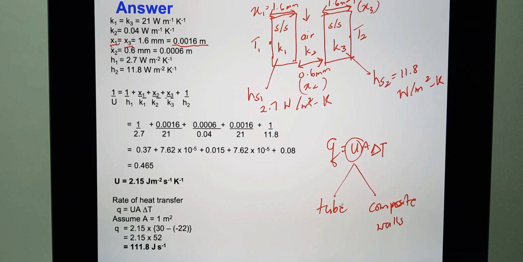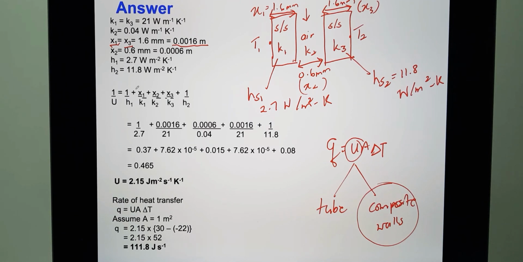Alright, for tubing, the equation is different. For composite wall, the equation is different. So you need to know how to use this particular U for every situation. Now since we are going to apply Q equals UA delta T, and the U involves a composite wall with slabs, you need to use the equation 1 over U equals 1 over HS1 plus X1 over K1 plus X2 over K2 plus X3 over K3, because we have 3 materials here. And then you need to close the equation on the other side with plus 1 over HS2.